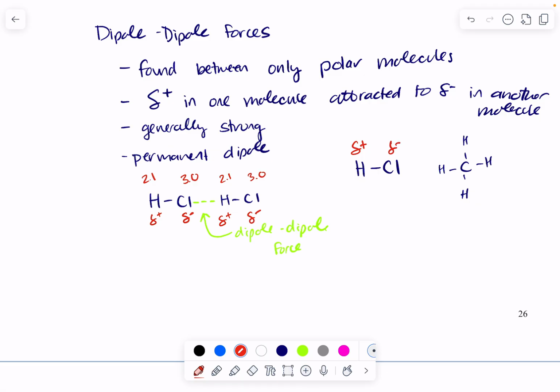But if we look at the electronegativity of hydrogen and carbon, we would say that their difference in electronegativity is only 0.4, and that's not enough of a difference to consider this a polar bond. As a result, we would say this has no dipoles. And so these guys are considered insoluble in each other. They're considered insoluble because they cannot form dipole-dipole attractions with each other.